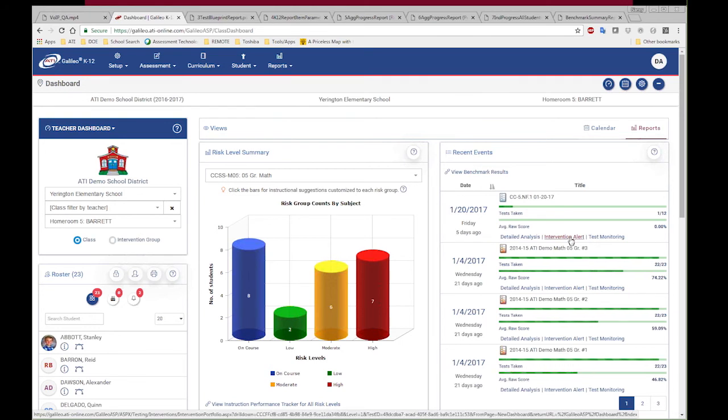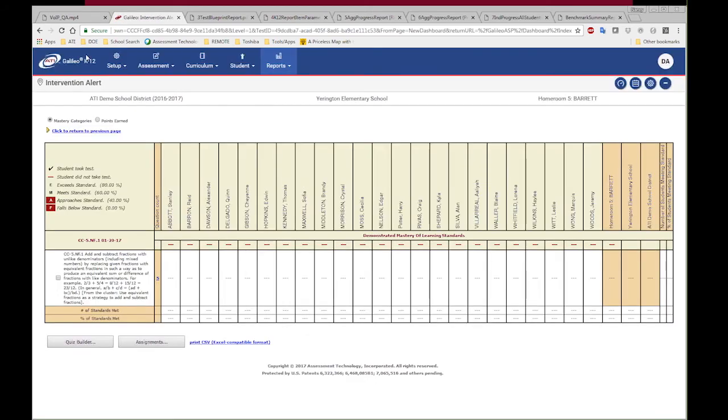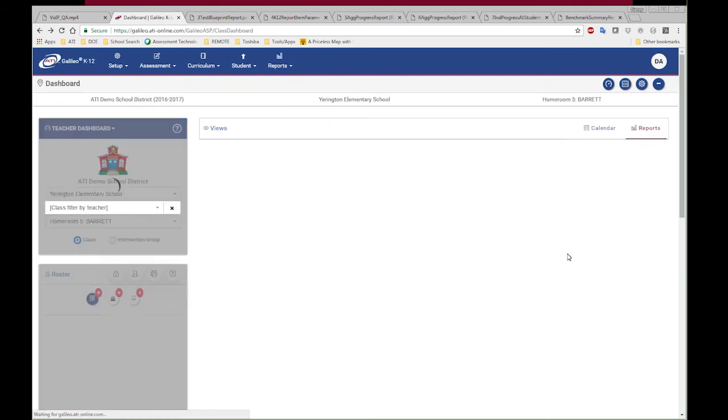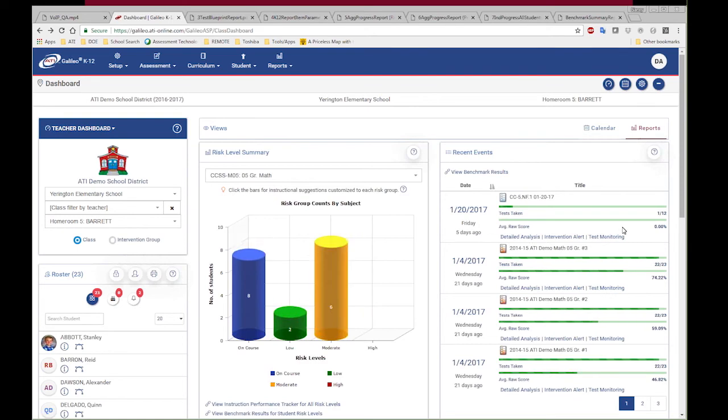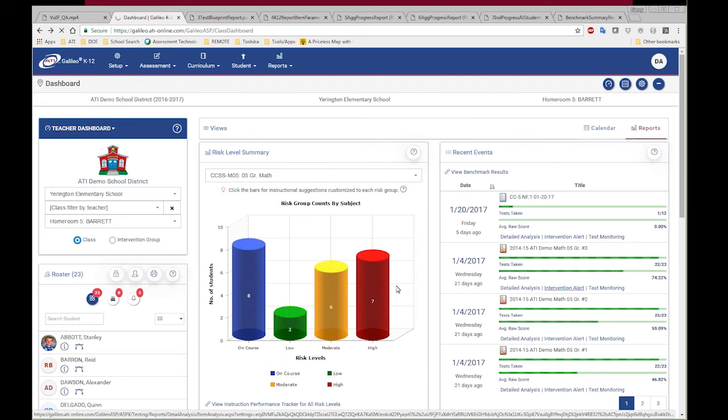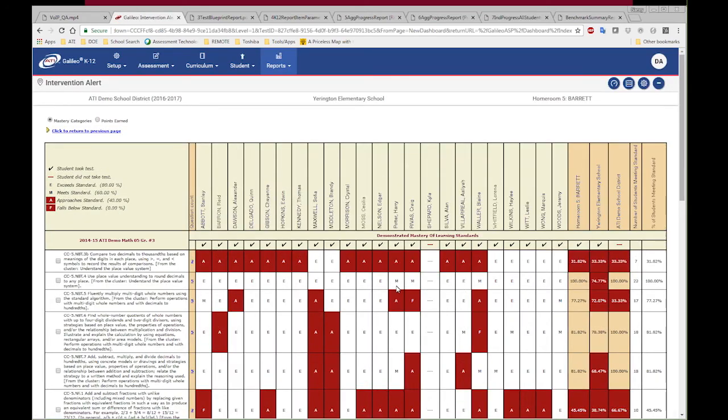This is going to be the nuts and bolts of how you respond with your differentiated instruction. This will actually help you differentiate your instruction for your students. I didn't mean to click on that test. I meant to click on one of my benchmark tests. You have access for your formative tests to the same raw score data reports that you do for your benchmarks. So let me click on the intervention alert for the correct test, this benchmark 3.